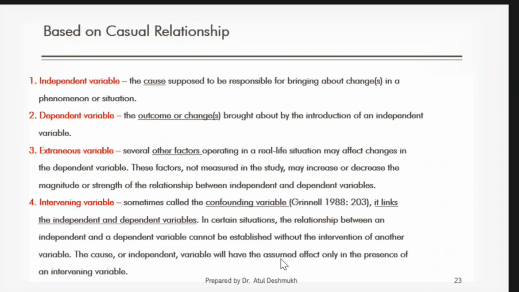And this variable is called an intervening variable, right? You can have multiple examples of an intervening variable. Even during Corona, many people got Corona, but very few people died. So how do you explain that? What is the ideal situation? Your independent variable should have maximum impact on the dependent variable. All those people who got Corona should have died. But that was not the situation.